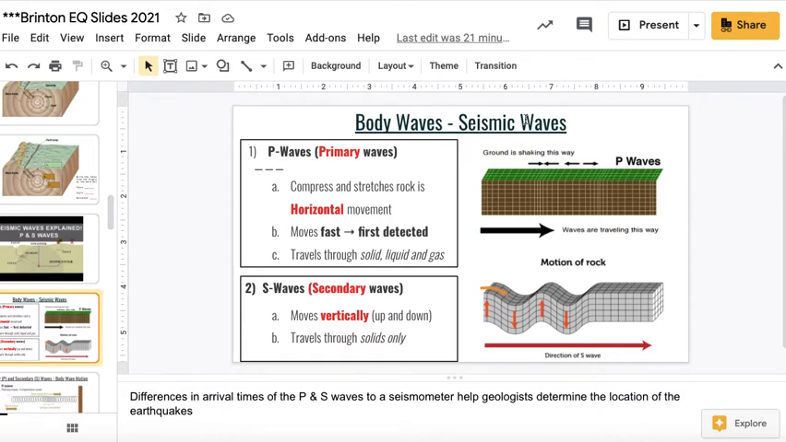So body waves, seismic waves. P is for primary waves, which is what we went over in this video over here. They compress and stretch the rocks. So you see them compressing and then stretching the rocks. Their motion is horizontal. Think of it as a table, flat. They move fast and they're the first to be detected. They travel through everything: solid, liquid, gas, plasma. The secondary waves, which are your S waves, look more like an S on its side. They move vertically up and down, and they travel only through solids.